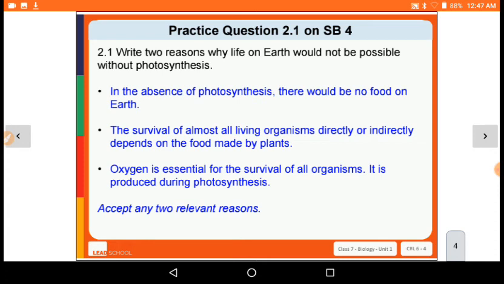So if plants do not make food, we will not eat. And the second point is that oxygen is also essential for all living organisms, and that is only produced by photosynthesis. When leaves and plants do the photosynthesis process, oxygen is made. So we get food from plants, and oxygen also from plants. Food and oxygen are the main things that we need to survive.